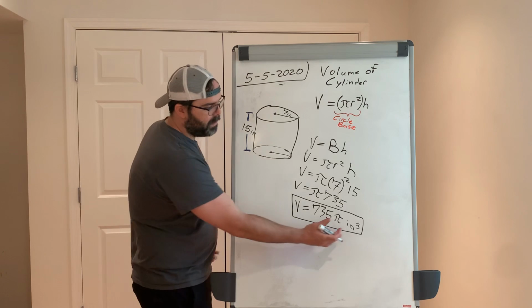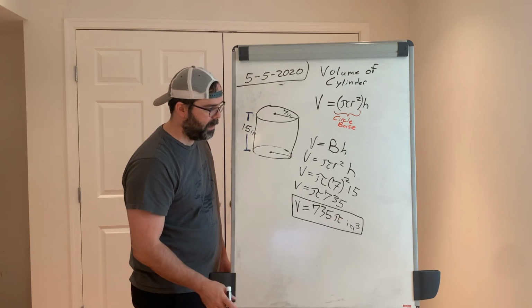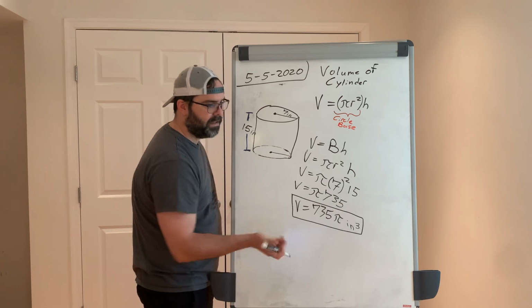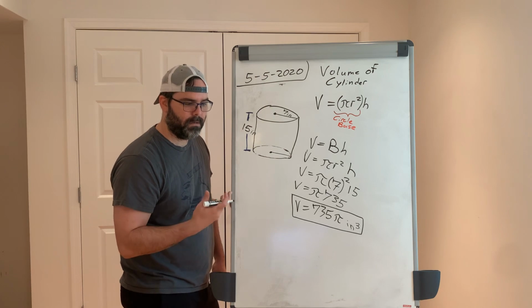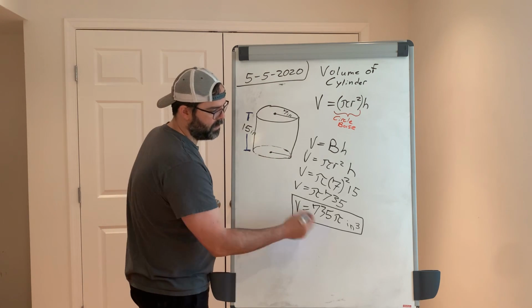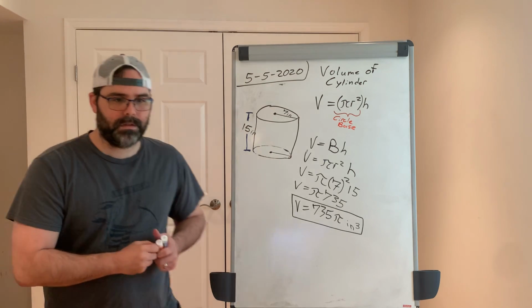Now, does this 3 mean that the 735 is cubed? No, it does not mean that. It only means the inches are cubed. That just tells us that it's a 3-dimensional space. All right, so that's your answer. Any questions?